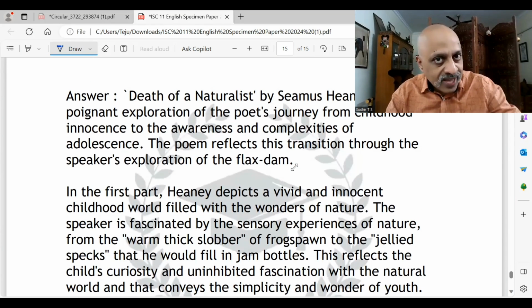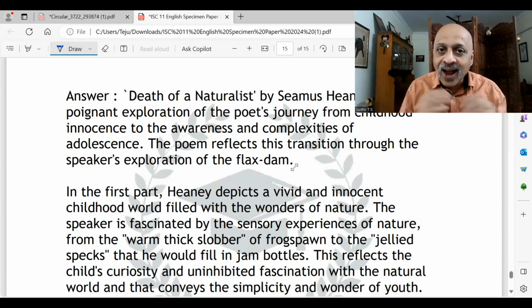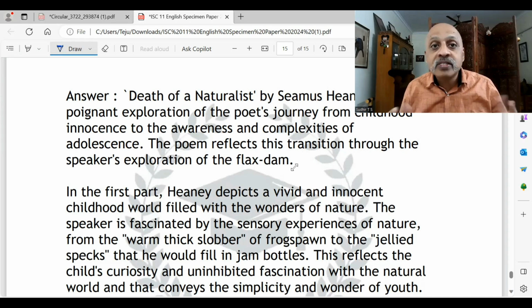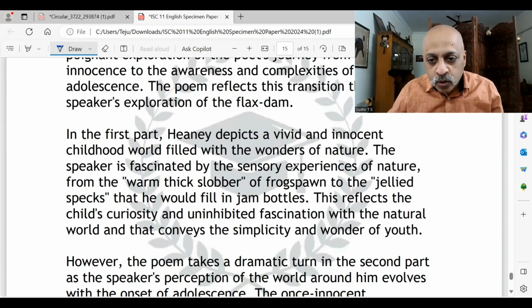So in the first part, what has happened in the first part? When he was a child, Heaney depicts a vivid and innocent childhood world filled with the wonders of nature. The speaker is fascinated by the sensory experiences of nature, from the warm, thick slobber of frogspawn to the jellied specks that he would fill in jam bottles that he would take to school, etc. This reflects the child's curiosity and the uninhibited fascination. He's very excited and fascinated by the natural world, and that conveys the simplicity and the wonder of childhood, not youth, childhood. यहाँ पे आप childhood लिखेंगे is would be better, not youth.